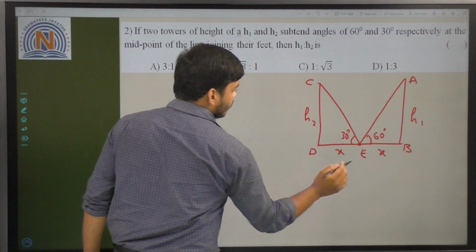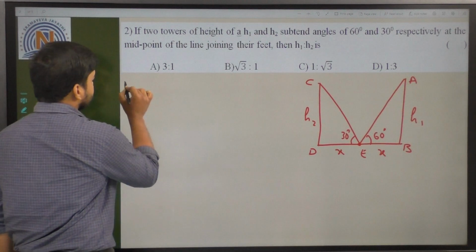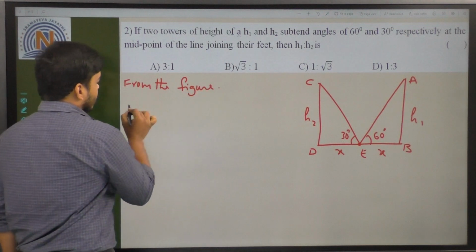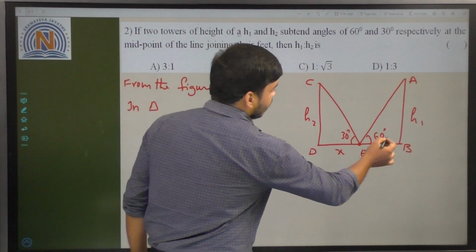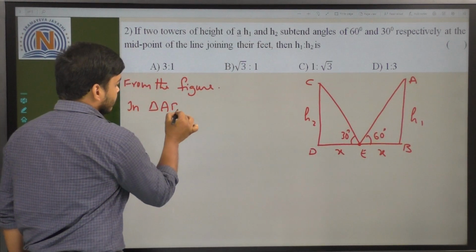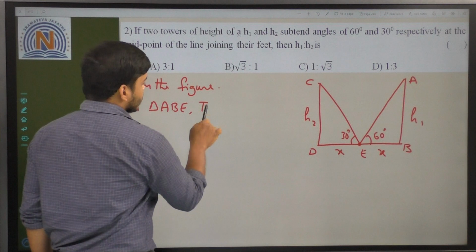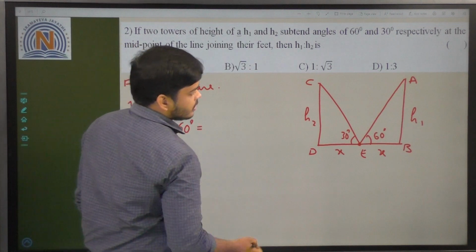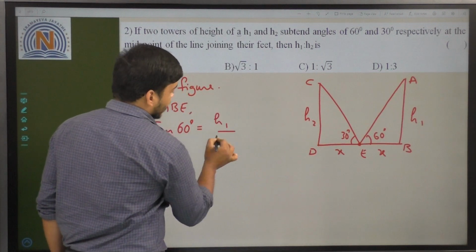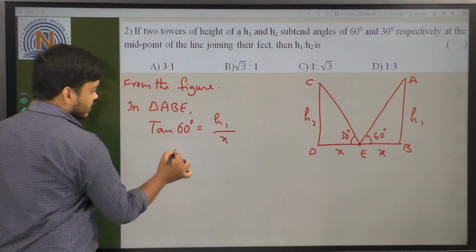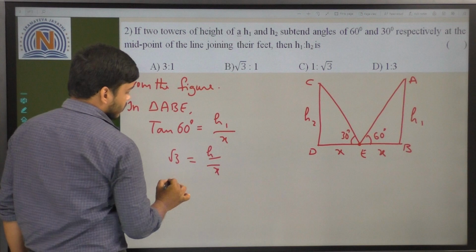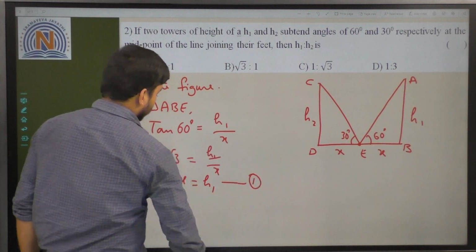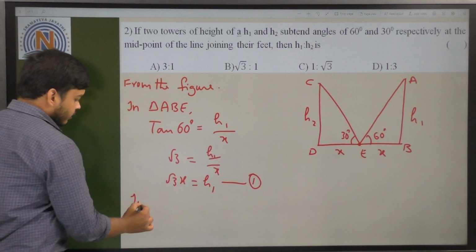So here, from the figure, in triangle ABE, tan 60 degrees is equal to AB by X, that is H1 by X. So tan 60 degrees value is root 3, which is equal to H1 by X. Therefore root 3 into X is equal to H1, that is the first equation. H1 is equal to root 3 into X.